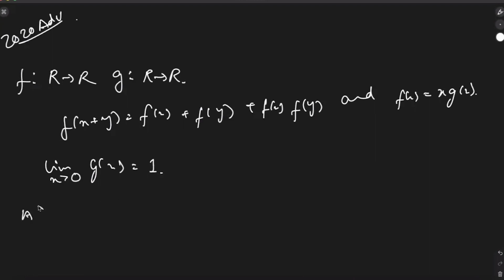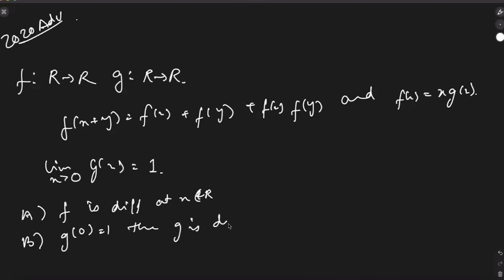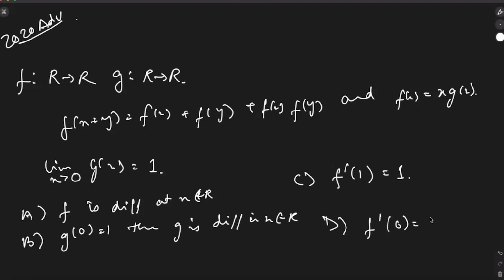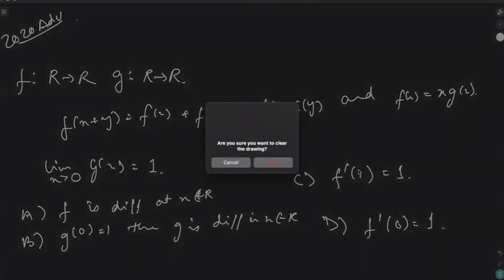Four statements have been given. A: f is differentiable at every x belonging to R. B: g(0) is equal to 1; if this is true, then g is differentiable at every x belonging to R. C: the derivative f dash of 1 is equal to 1, and D: the derivative f dash of 0 is equal to 1. So it is again an MCQ type of question. Pause this video right now and try it for yourself, okay?